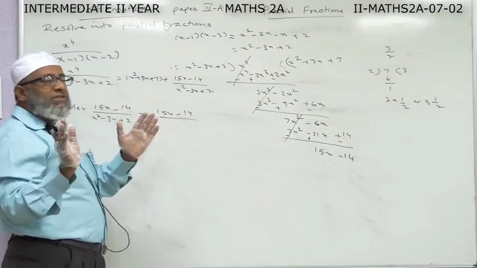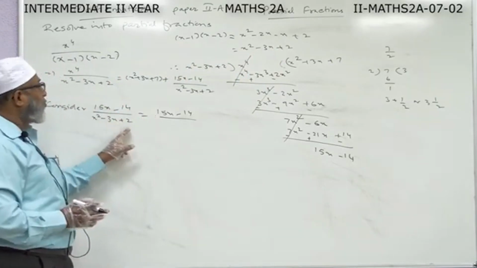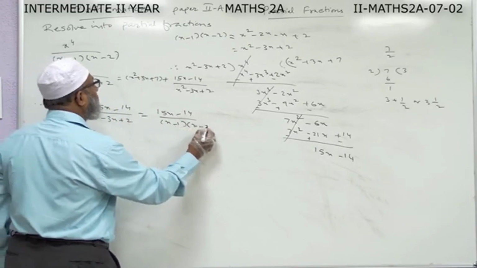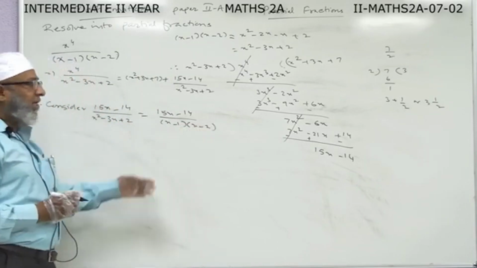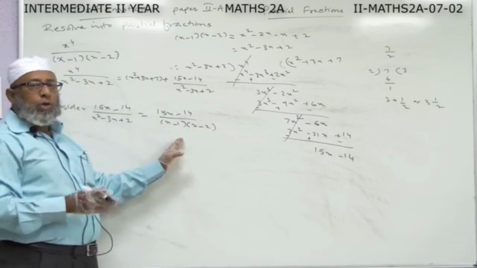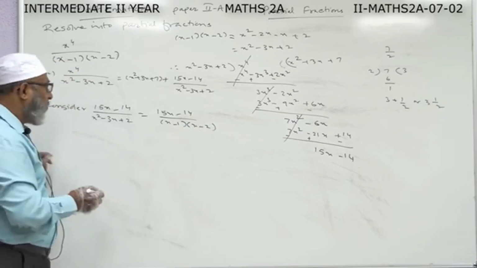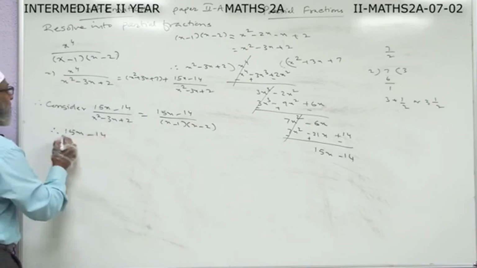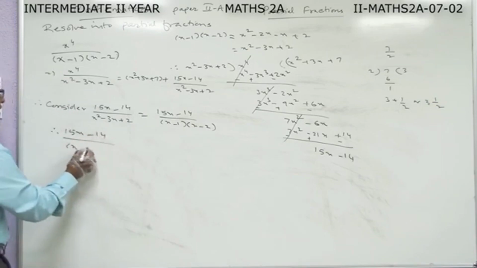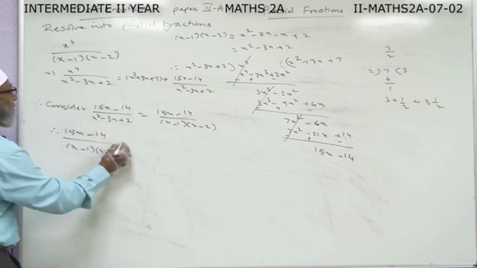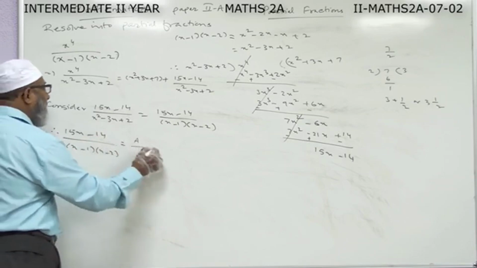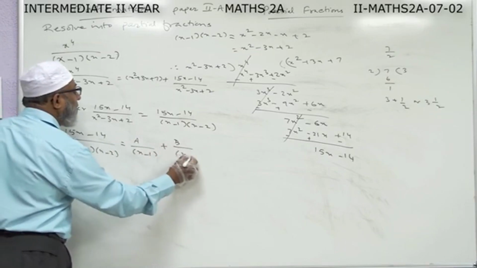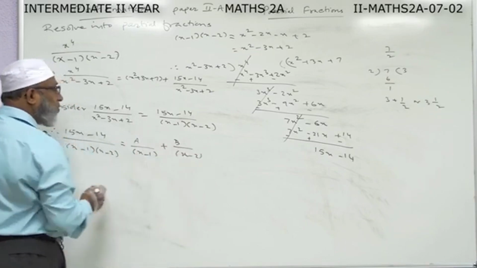Therefore, I am replacing x square minus 3x plus 2 by x minus 1 into x minus 2. Now it has converted to our case number 1. Therefore, (15x minus 14) divided by (x minus 1)(x minus 2) is equal to a by x minus 1 plus b by x minus 2. Isn't it?